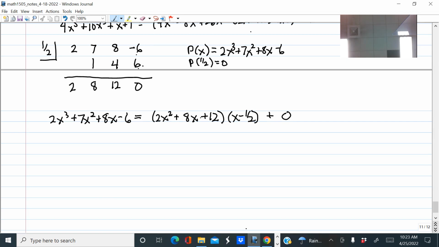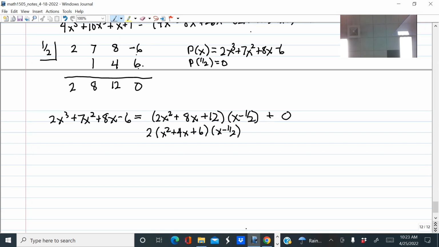So let's see, we can factor out what, a 2, is that right? So you can factor out a 2. And so that would give you 2 times x squared plus 4x plus 6, right? Times x minus 1/2.